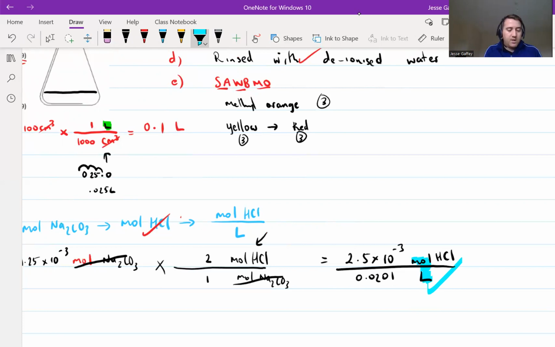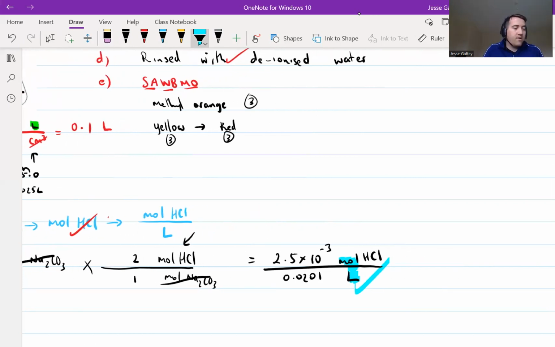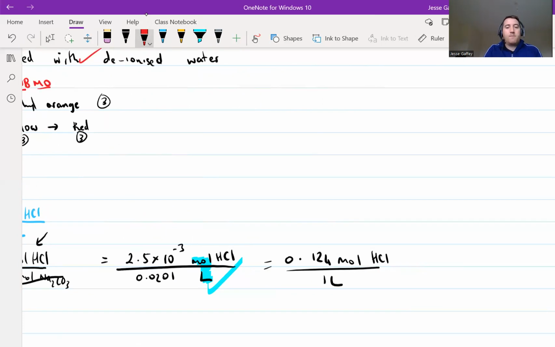So now I just need to do this sum to find out my molar concentration. And there it is. I do my sum there, and it equals 0.124. My units here are moles of HCl in 1 liter. So that there is my final answer.